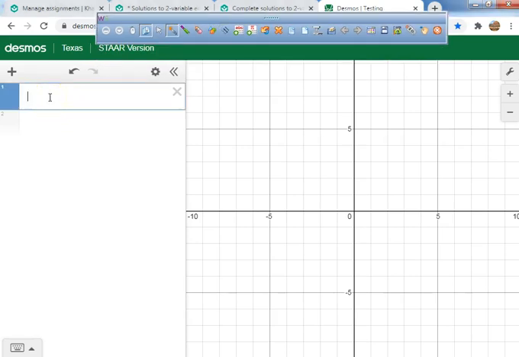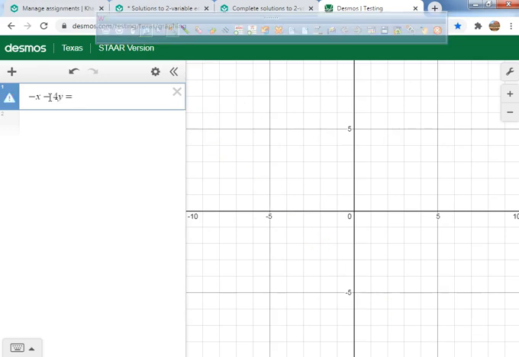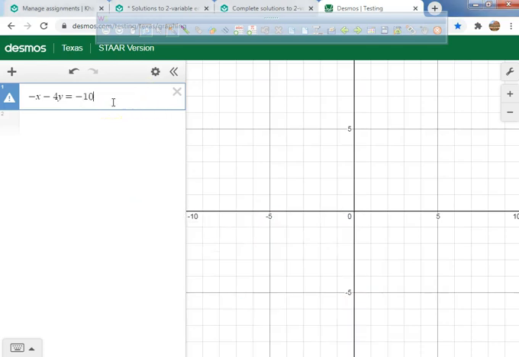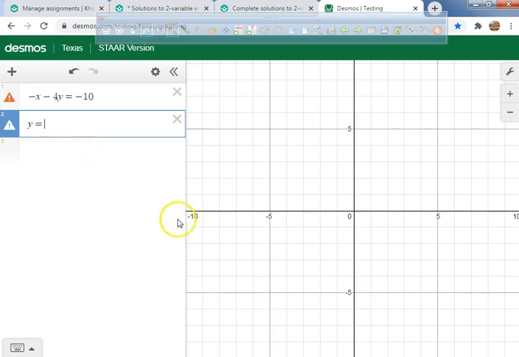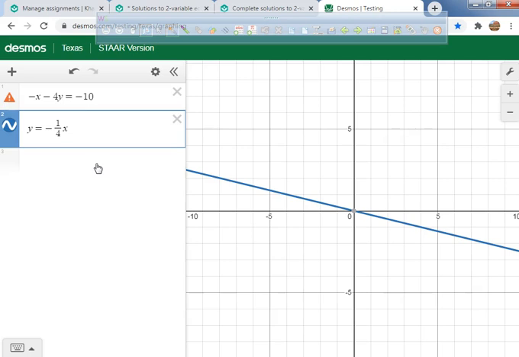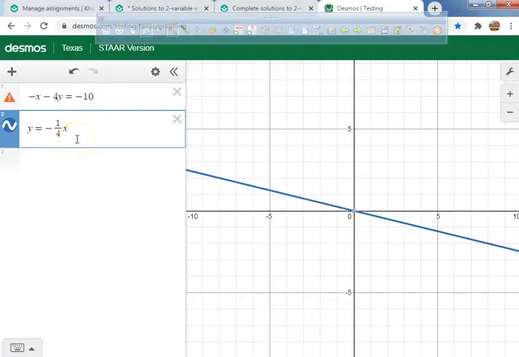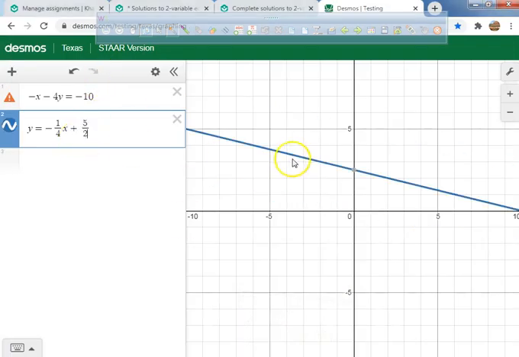Now check this out. Our original equation was negative x minus 4y equals, what was it? Negative 10, okay? Does everybody see how you can't type that in and it will not just graph it for you? But we could graph y equals negative 1 divided by 4x, plus 5 over 2. There we go. So we could plot that.